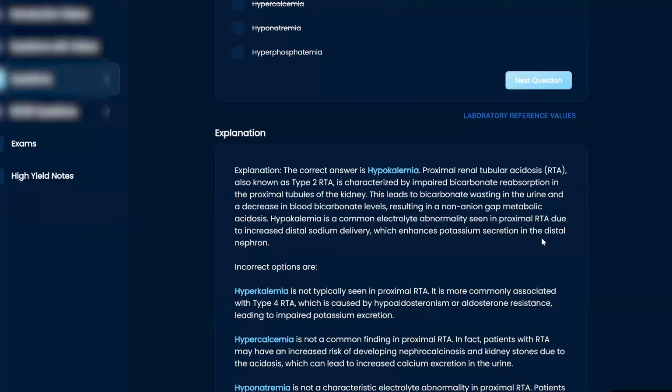The correct answer is hypokalemia. In proximal renal tubular acidosis, type 2 RTA, impaired bicarb reabsorption in the proximal tubule of the kidney leads to bicarb wasting and decreased bicarb levels, and then you get a non-anion gap metabolic acidosis. As a learning point, it is non-anion gap because you're only losing bicarb, not creating any other acids. Then hypokalemia: the electrolyte abnormality in proximal RTA is due to increased distal sodium delivery, which enhances potassium secretion in the distal nephron.